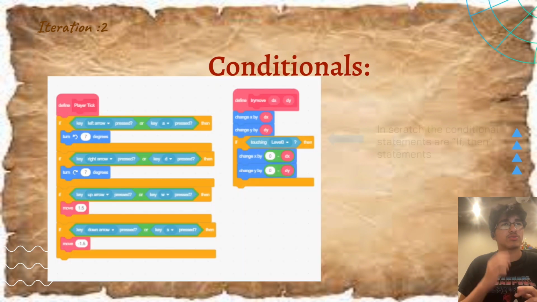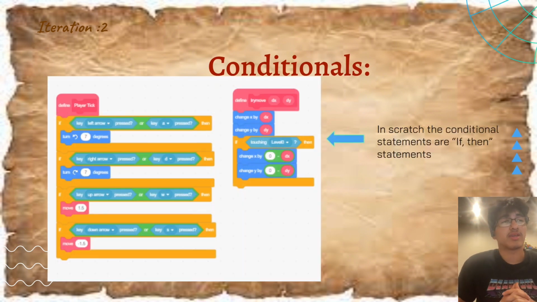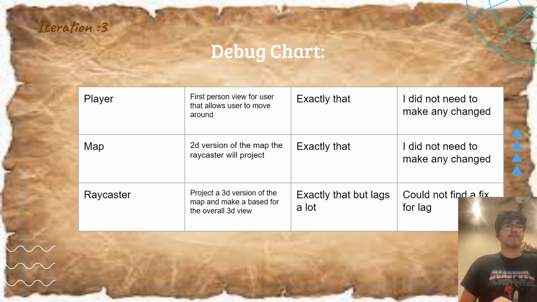So here are the conditionals in my code. In Scratch, it doesn't say exactly that it's a conditional. It will be an if-then statement. So here you have if touching level 0, then change x to this, change y to this. And then here in the player tick, it has a lot of if-thens, basically saying if a key is pressed, do this. Here's the debug chart.